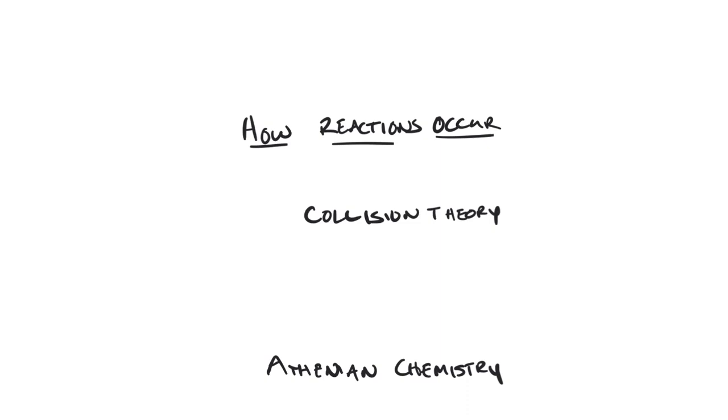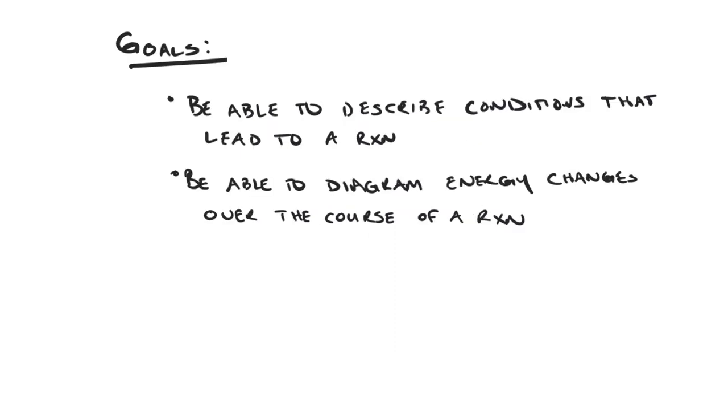Hey folks, this is Becky, and in this video we are going to learn about how reactions occur. In other words, we're going to talk about something called collision theory. Our goals of the video are to be able to describe the conditions that lead to a chemical reaction and to be able to diagram energy changes over the course of a chemical reaction for a specific reaction.